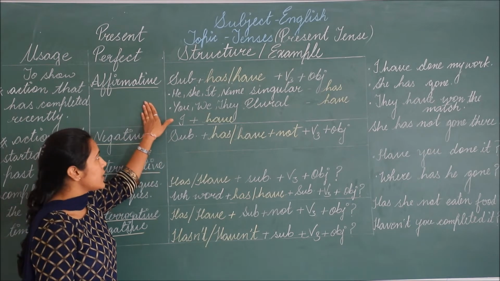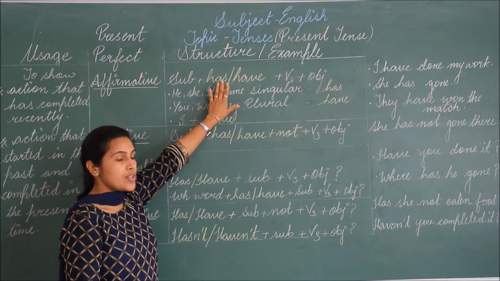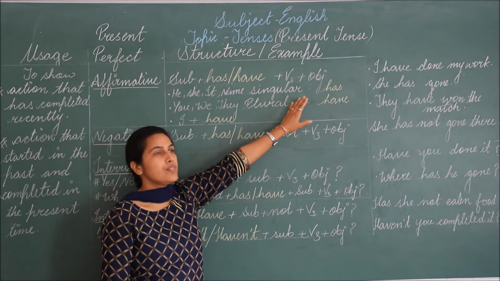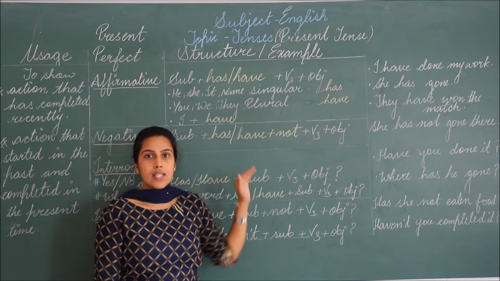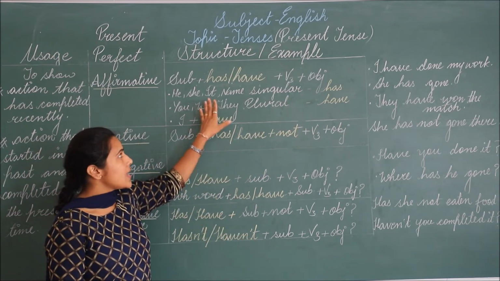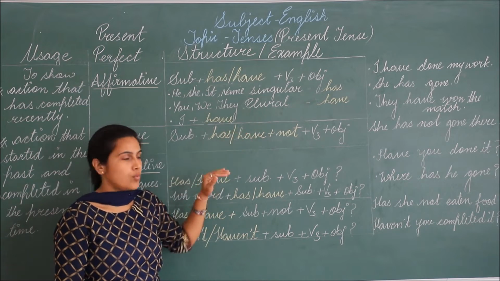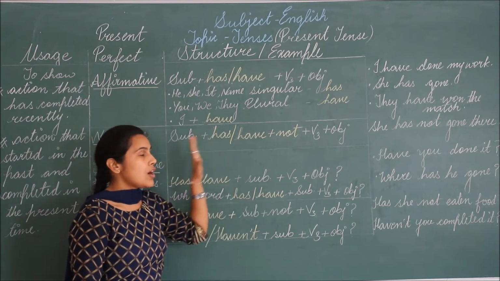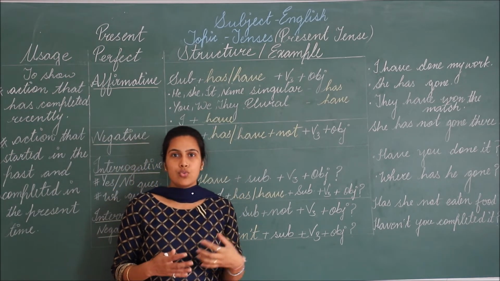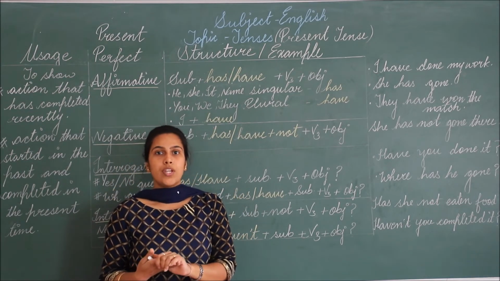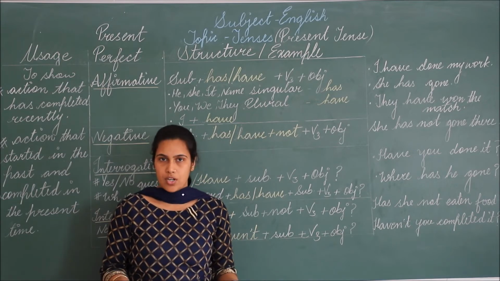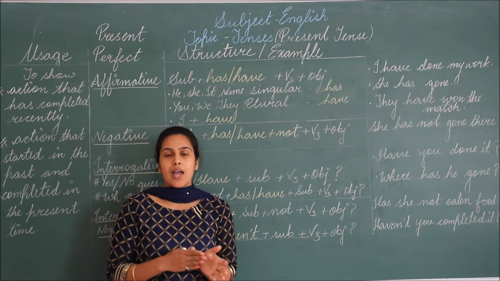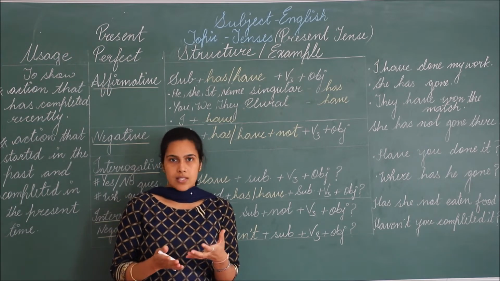So its structure is subject, helping verb we use has or have. Then we use the third form of the verb and then we place the object. In this tense, we use has and have as the helping verb and we always use the third form of the verb. Now the affirmative sentence we normally use in our day-to-day life, like when you are done with your work and you say I have done my work, or when your parents ask what you have done and you say that I have done my English work, like this.